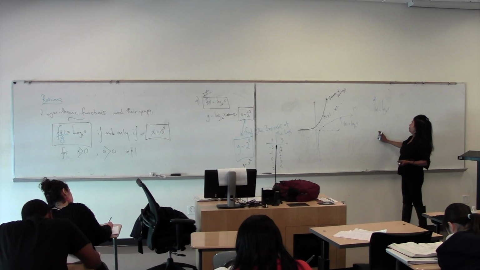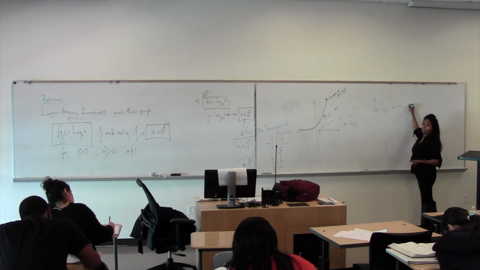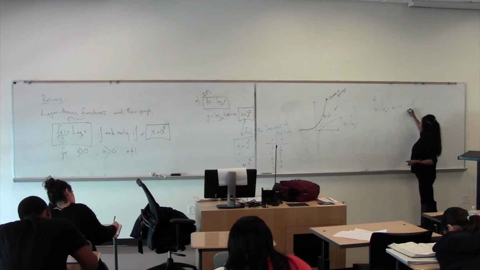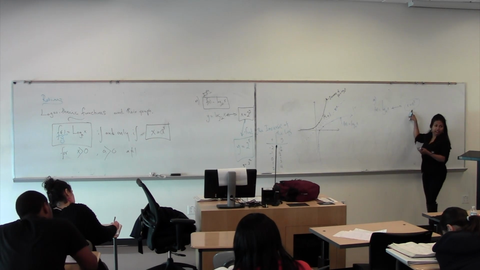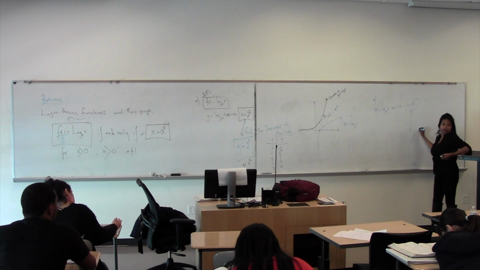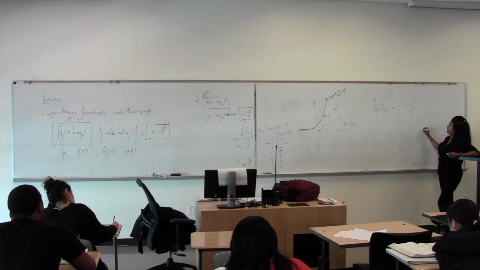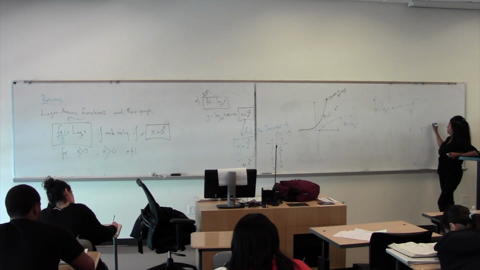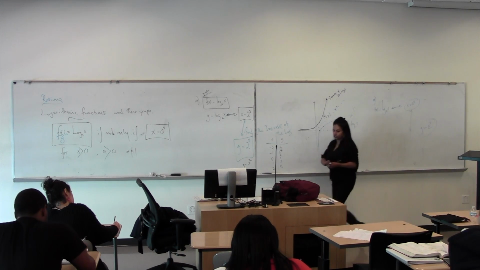So you guys know this needs to be written as what? x equals e to the power y. This is the log one, and it can be written like this. But if you take the inverse, what's the inverse going to be like? The inverse is y is equal to e to the power x.